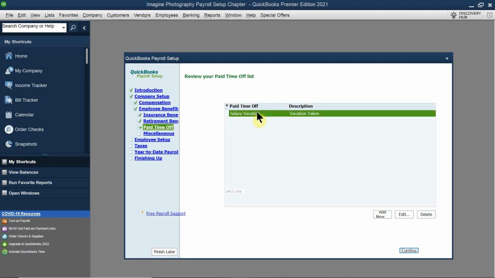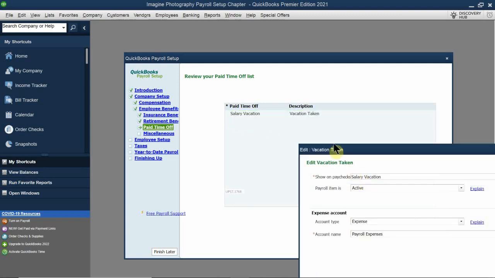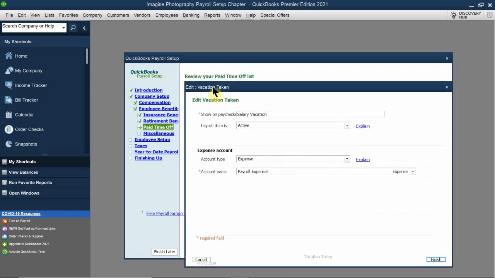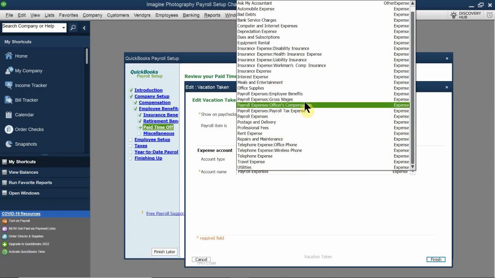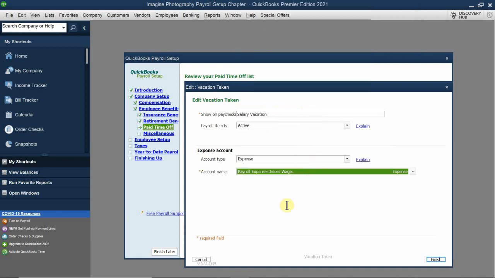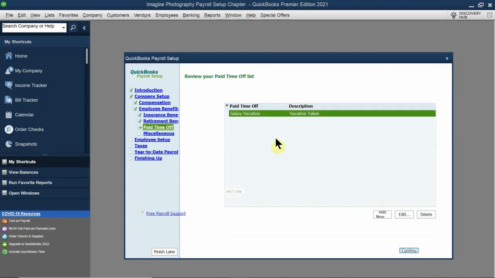So in this case, salary vacation looks good. The title looks good. So let's take a look into here. Okay, so again, what kind of expense is this? This is going to definitely go towards their gross wages, right? If I have to pay for them to go on vacation, then that's definitely going to be something that they can earn, okay? And then I'm going to click finish. So there you go. I only offer vacation pay or PTO, personal time off, to only my workers that I pay on a salary basis, okay? And I can go ahead and click continue.